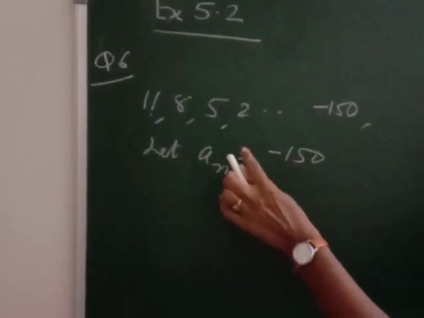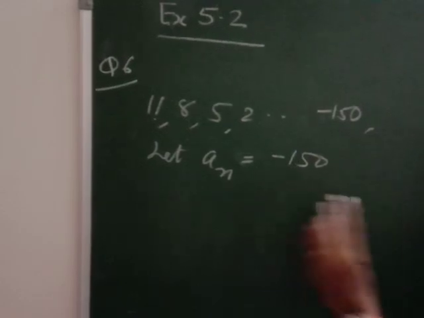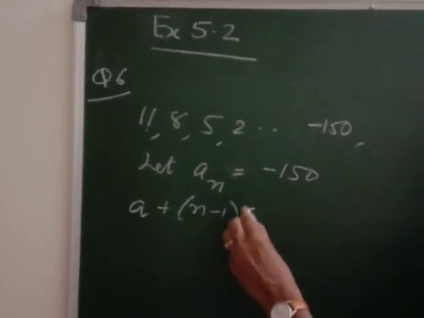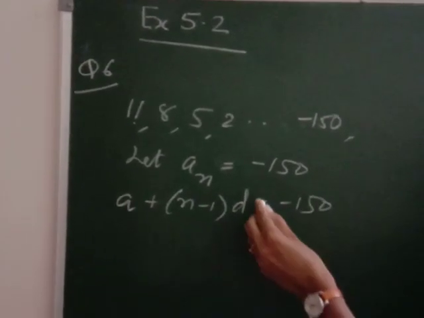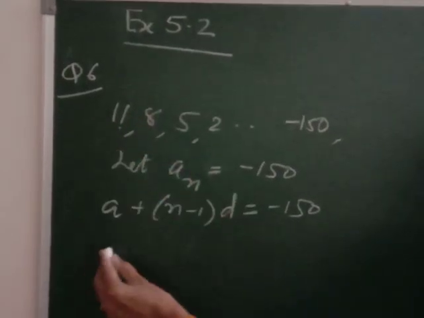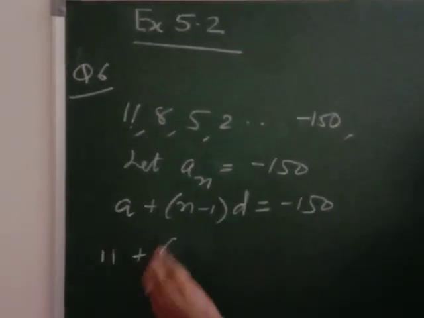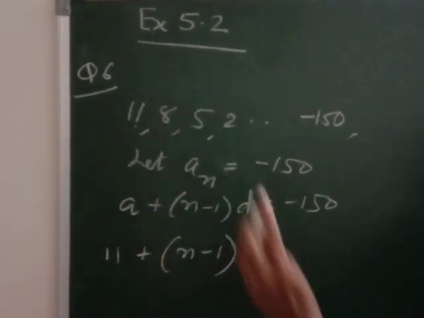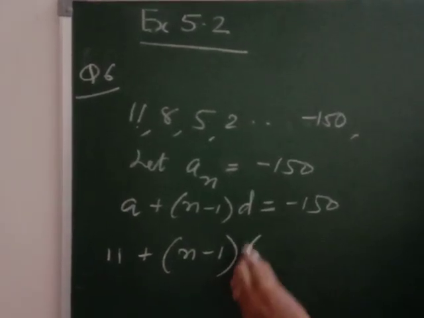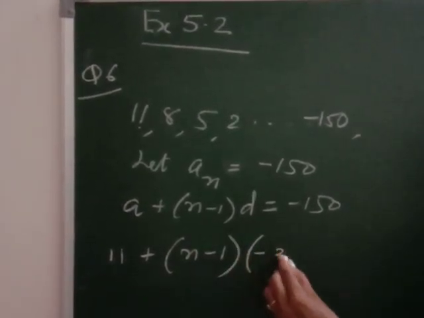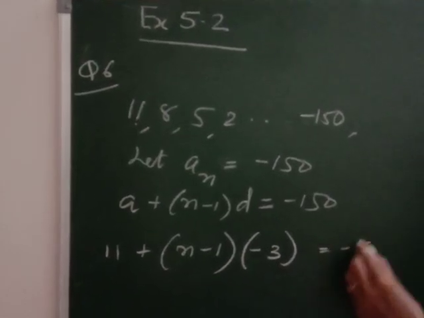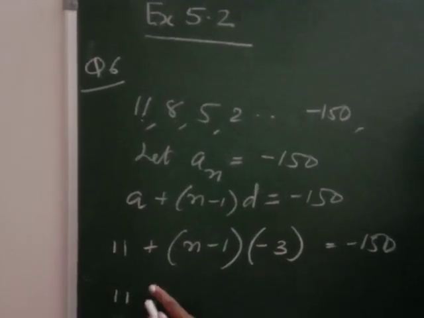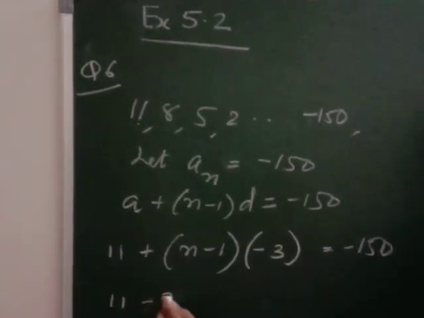So my an is equal to minus 150. Now I will put the formula of an. What is an? A plus (n minus 1)d is equal to minus 150. Put the value of a. What is a? 11 plus (n minus 1). We don't know the value of n. What is d? D means 8 minus 11. So what is 8 minus 11? It will be minus 3, is equal to minus 150. 11, now n into minus 3 is minus 3n.